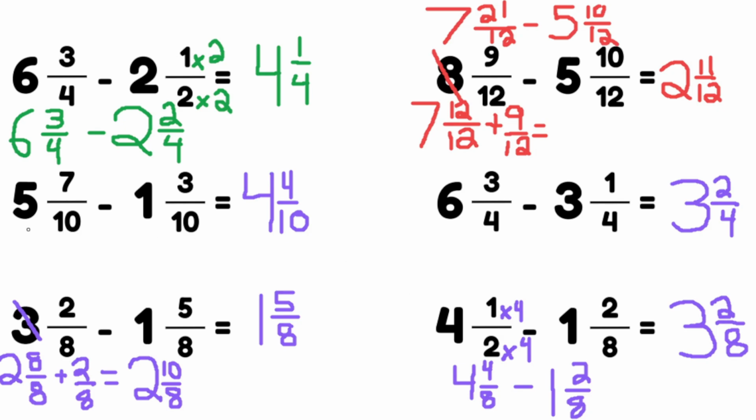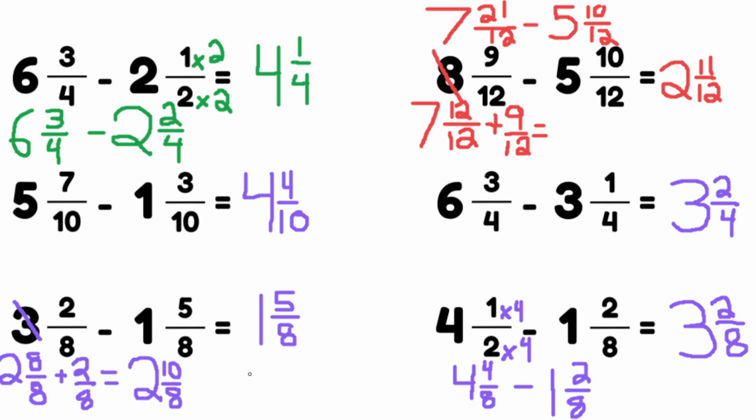So the first 2, you have 5 and 7/10 minus 1 and 3/10, and 6 and 3/4 minus 3 and 1/4. We actually didn't have to change any denominators or rename anything. It was just whole number minus whole number, and then fraction minus fraction. So 5 minus 1 is 4, 7/10 minus 3/10 is 4/10, so 4 and 4/10 is your first answer. And then over here we have 6 minus 3 is 3, and 3/4 minus 1/4 is 2/4, so 3 and 2/4 is your second answer.